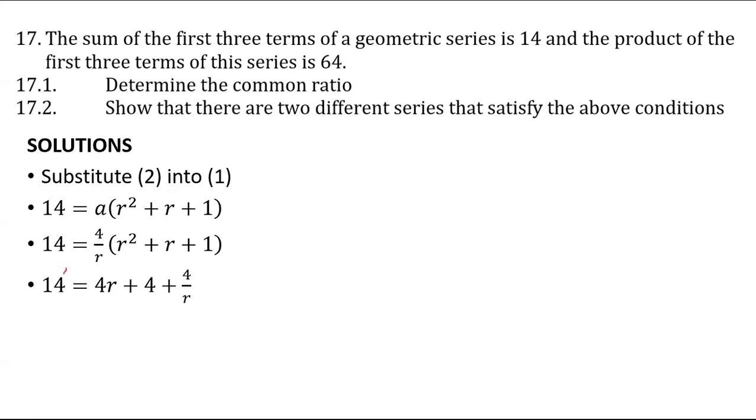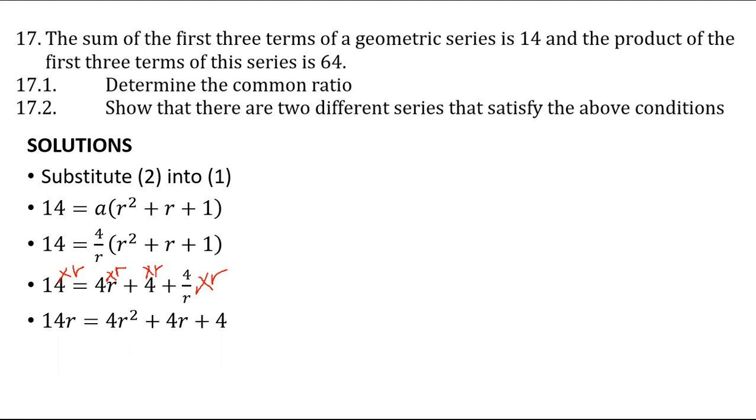Take 14 divided by R. Take 4R, times it by R. Take the 4 and times it by R. And the last one, take 4 all over R and times it by R. You will end up having 14R is equal to 4R squared plus 4R plus 4.